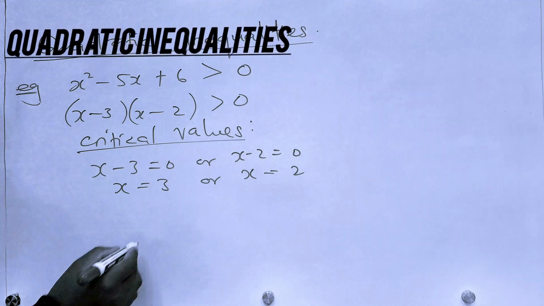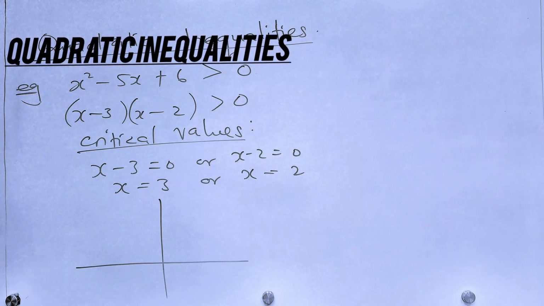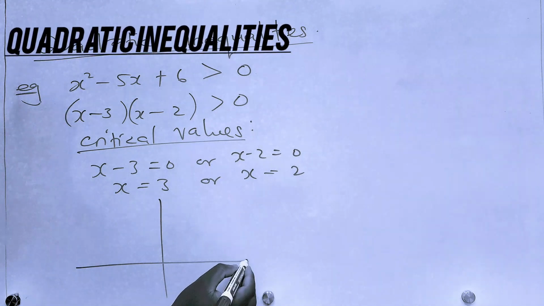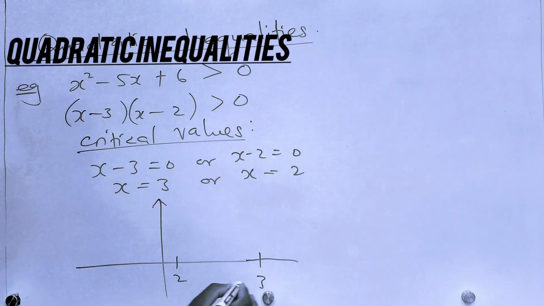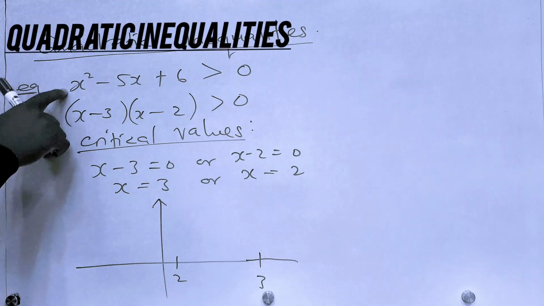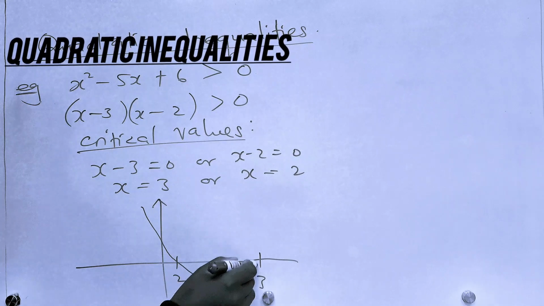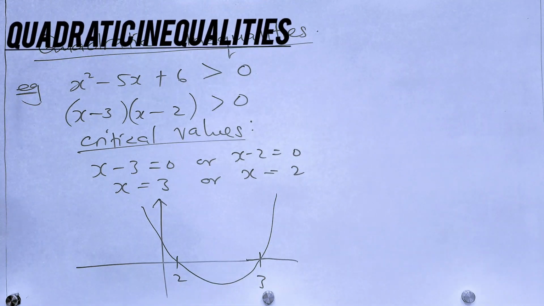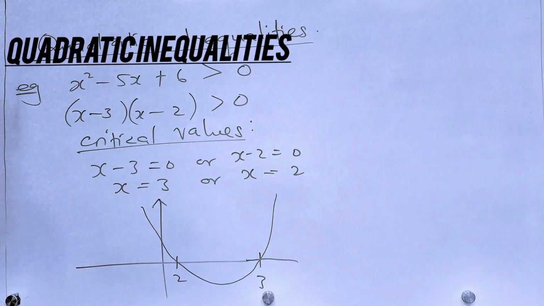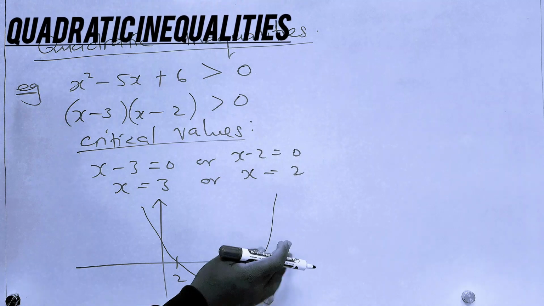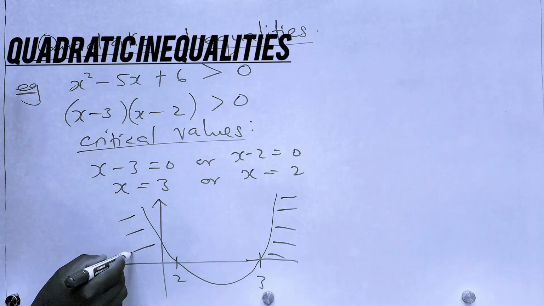From there, we need to sketch a quadratic graph, which is represented like this, with our critical values 2 and 3. The sign of the value of a here, if it is positive, tells us that the graph opens upward, like that. Then it is saying it is greater than 0. So when this graph is greater than 0, it's this part and that part. So we shade these regions, this one and that one.